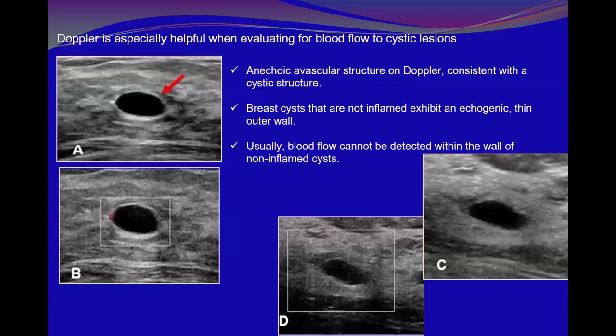Doppler is helpful when evaluating blood flow to anechoic cystic lesions. From here, it is obviously more or less a simple cyst. Presence of peripheral minimal or moderate vascularity, or even higher vascularity, signifies associated inflammation. Otherwise, there is no intracystic vascularity to make it suspicious. And here there is no vascularity at all in a case of a simple cyst.